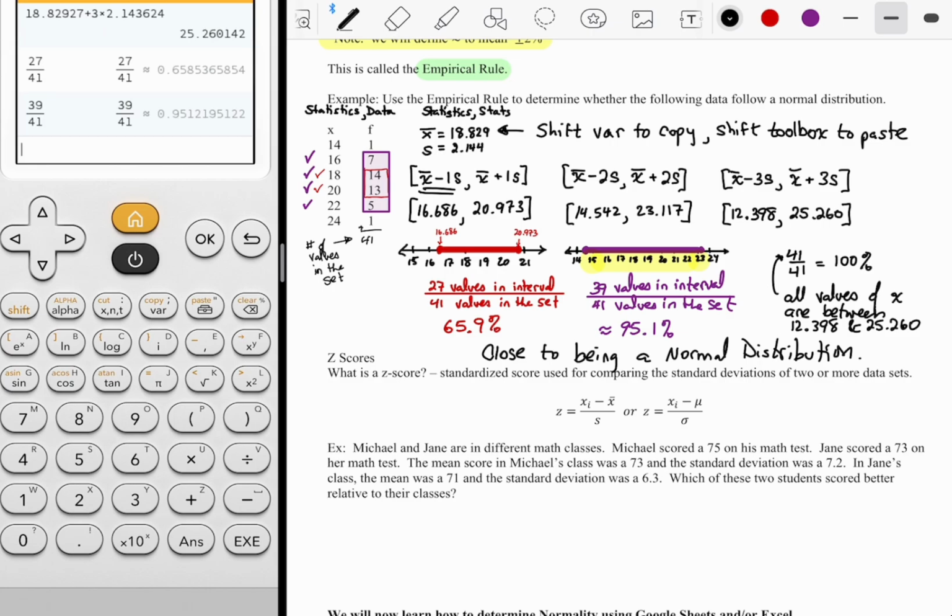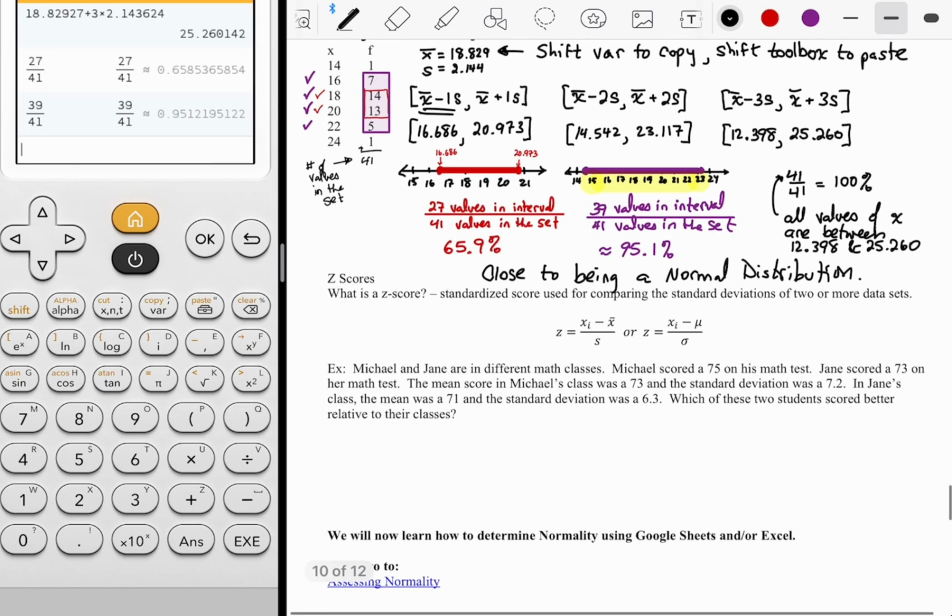We'll see. But the z-score is really important concept too, because regardless of whether the distribution is normal, you can compare from data set to data set. But the thing is, those two data sets should have the same shape. Otherwise, it's an apples and oranges comparison.